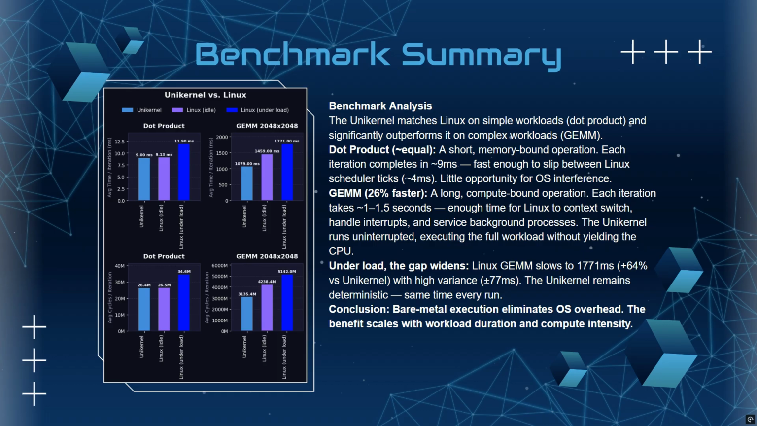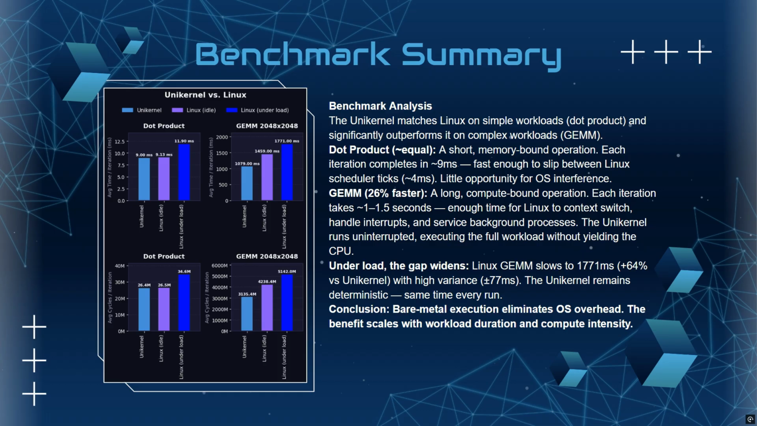The difference can be shown in the general matrix multiplication. The Unikernel completes it in 1079 milliseconds, while Linux idle comes in at 1459 milliseconds, and Linux under load taking 1771 milliseconds. This is a 26% improvement over Linux at idle, and it is over 60% faster than Linux under load. The reason why this gap is more pronounced is because Linux has to handle context switching, handle interrupts, and run other background processes. Because the Unikernel is dedicated to this operation, an application, it runs straight through without giving any CPU to other processes.